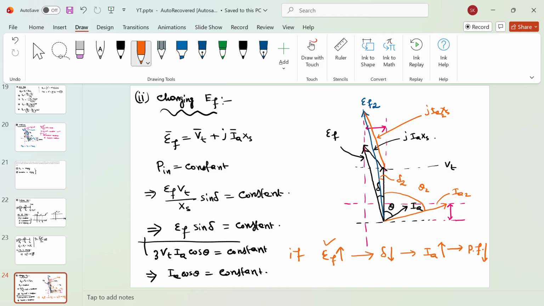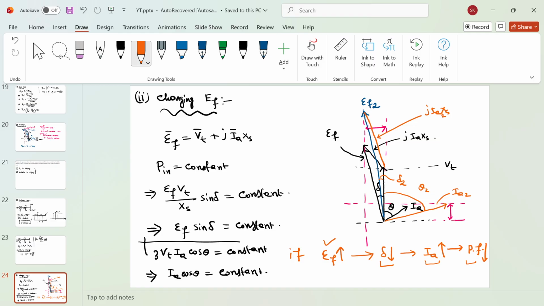So these are the effects. At increased EF, you have less delta. Less delta means your machine is going towards the overexcitation case, and an overexcited machine is much more stable. You can say an overexcited machine always has more steady state stability limit as compared to an underexcited system. So in this case, your system stability will increase, although your armature current will also increase, but your power factor will decrease, because you are now delivering an excess amount of reactive power to the grid by increasing the field, or you can say the induced EMF voltage.